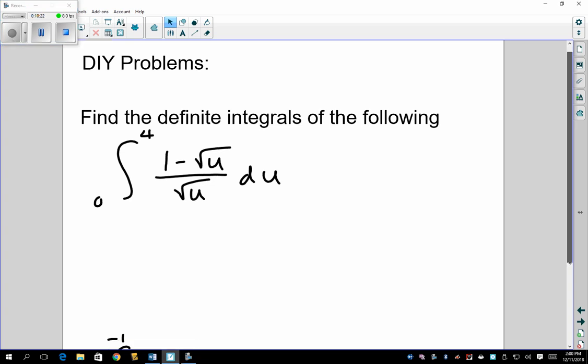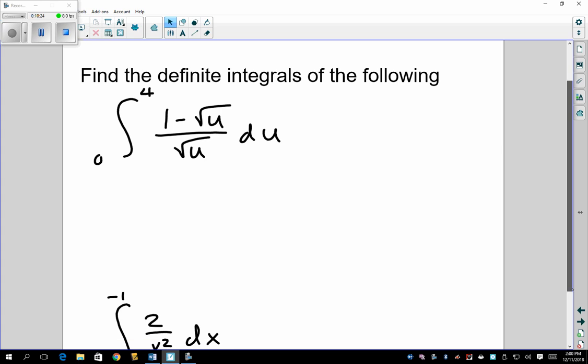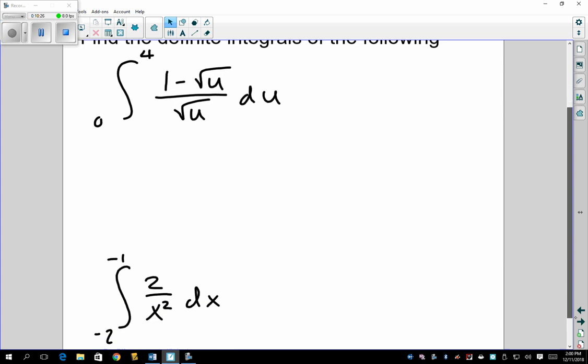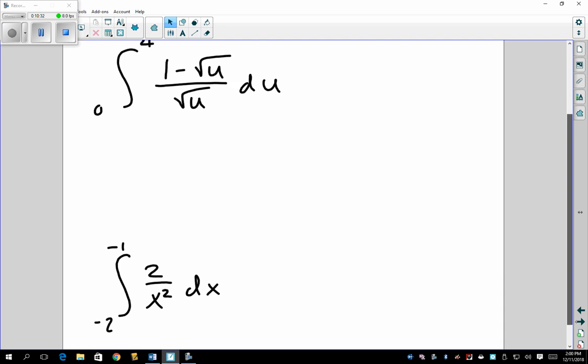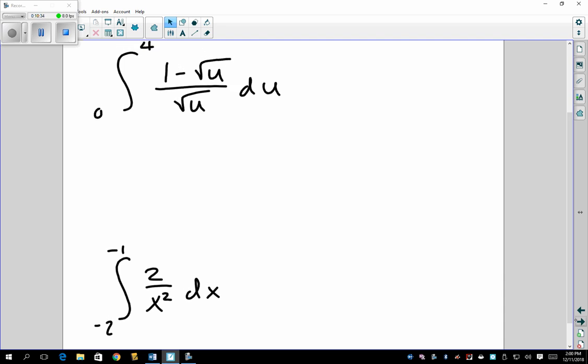But these are our 2 problems. The integral from 0 to 4 of 1 minus root u over root u, and then from negative 2 to 1 of 2 over x squared dx. I'm going to give you a second to write these down. I'm going to pause it and show the complete solution.